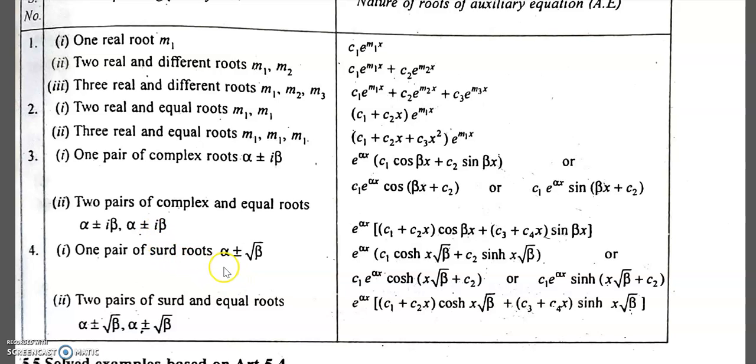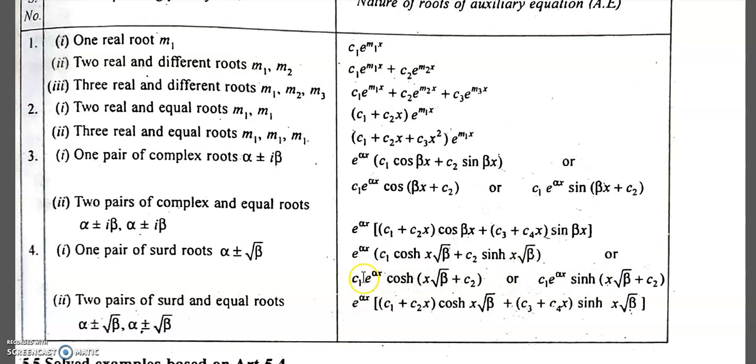And if one pair of roots occurs as alpha plus minus root beta, then how do we write it here? Here there will be hyperbolic functions. I already discussed the hyperbolic functions. So how do we write the solution? e power alpha x into c1 cos hyperbolic root beta x plus c2 sin hyperbolic root beta x.